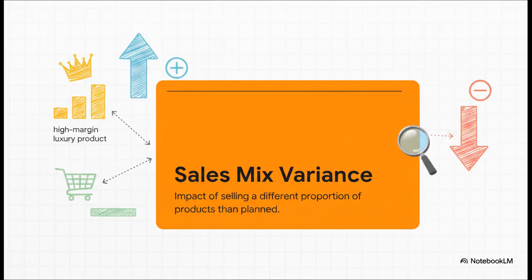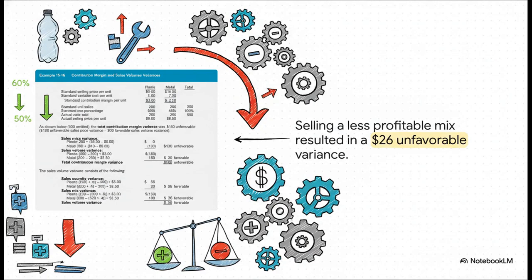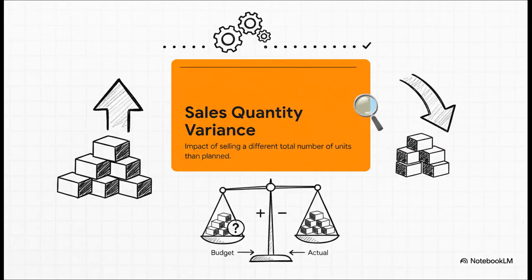So the sales mix variance asks a really interesting question. Did the proportion of products you sold help or hurt you? Think about it. Did you end up selling more of your high-margin premium product and less of your entry-level one, or was it the other way around? In this new multi-product example, the company's plan was to sell 60% plastic units and 40% metal units. But what really happened was a 50-50 split. Since their metal units are less profitable, shifting sales away from the higher margin plastic product created an unfavorable mix variance of $26.